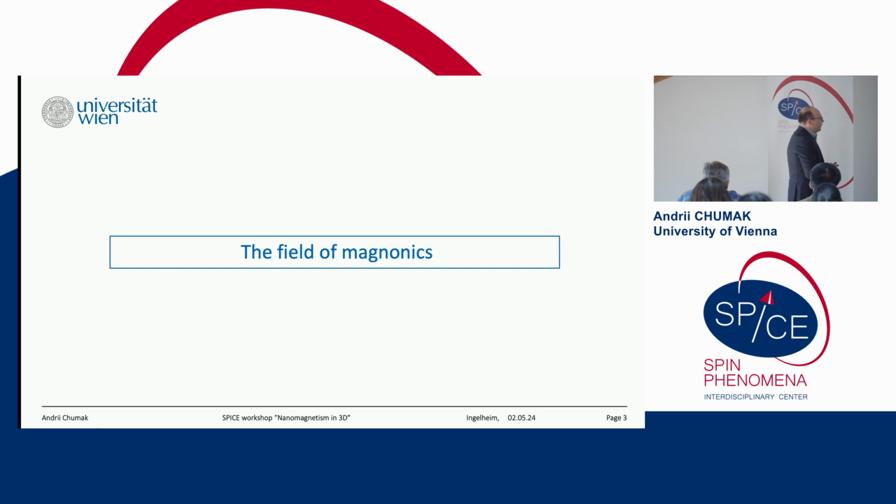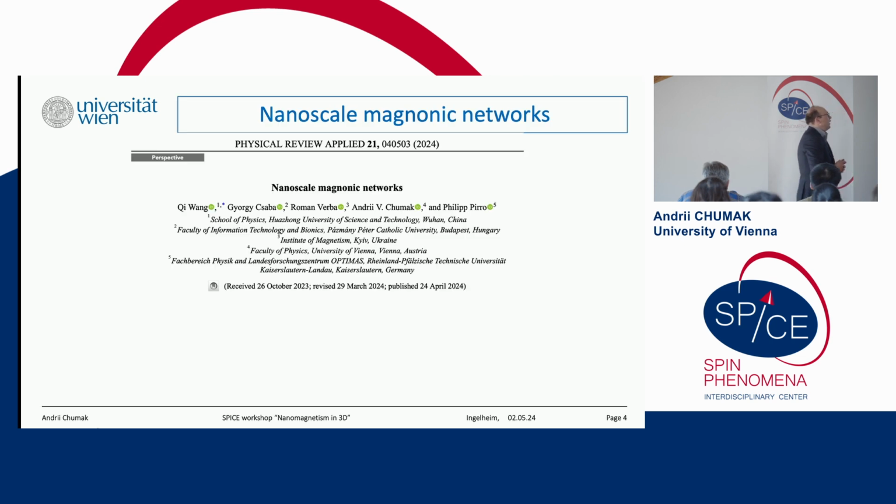So for the field of magnonics, here I would like to advertise Giovanni, who is an editor in PR Applied. And if you have dinner with him today, maybe you will get an invitation, like I was lucky to get some time ago. We have written this paper, "Nanoscale magnonic networks", just published on the 21st of April, together with Chivan, George Tauber, Roman Verba, and Philip Piro.